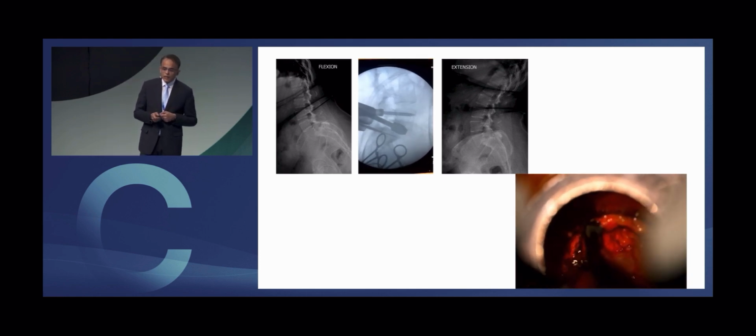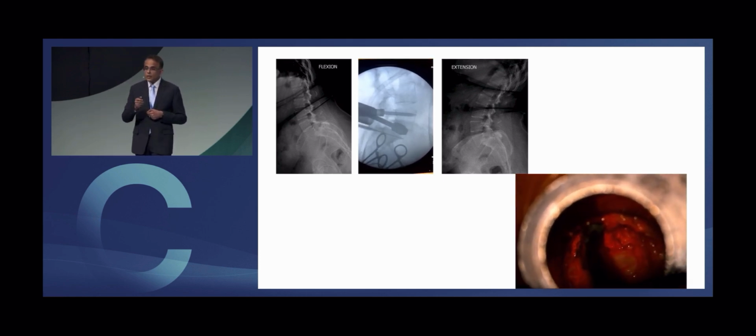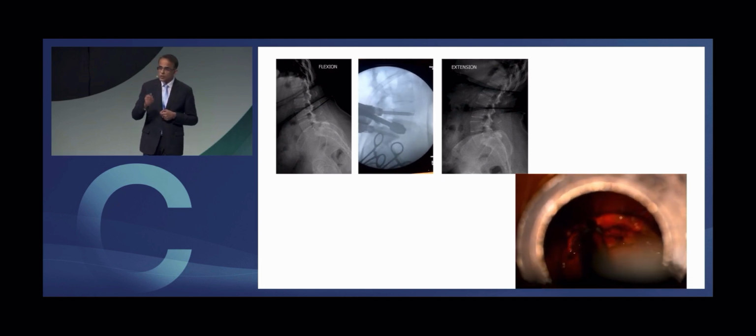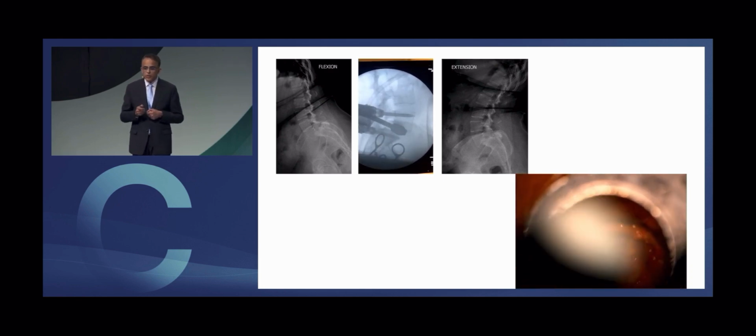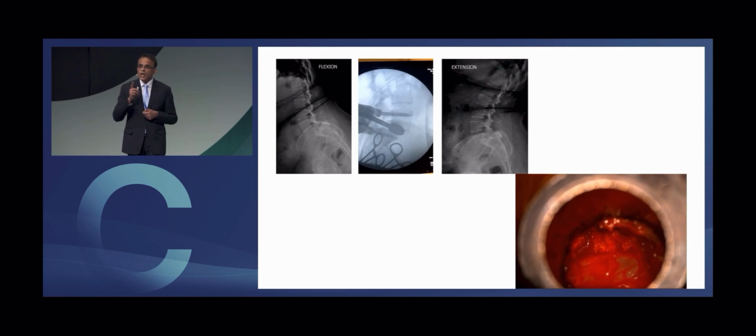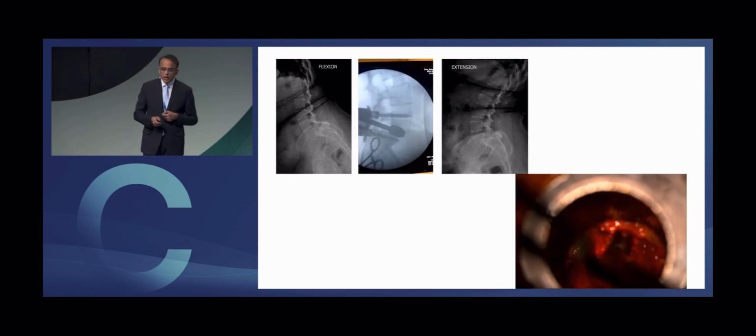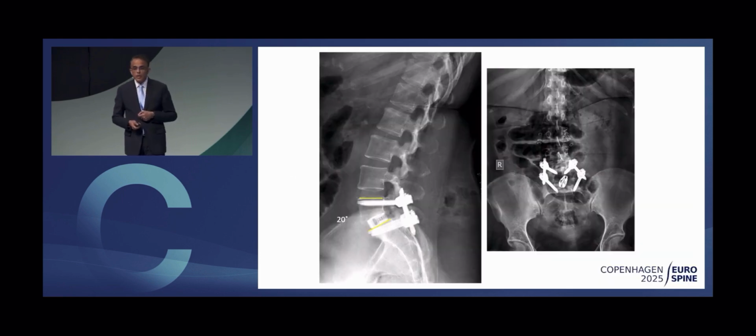And from the ipsilateral side, you can even do a contralateral facetectomy, harvest your bone graft, and achieve a better release. Even the opposite side annular release is possible from this kind of unilateral approach. And you can see this MIS-TLIF, well done, can give almost a lordosis of 20 degrees from a kyphotic angle.